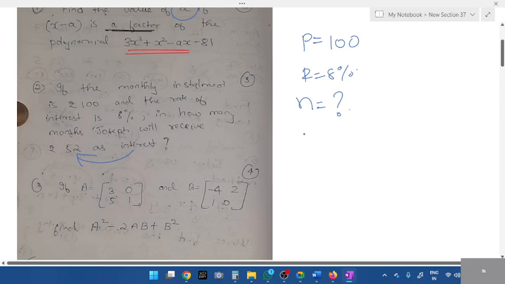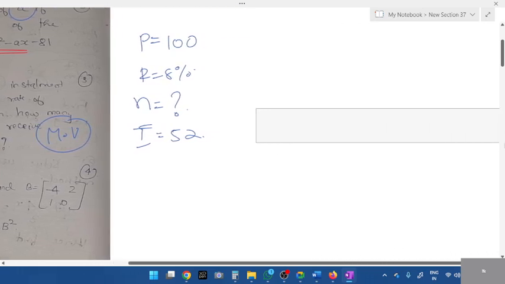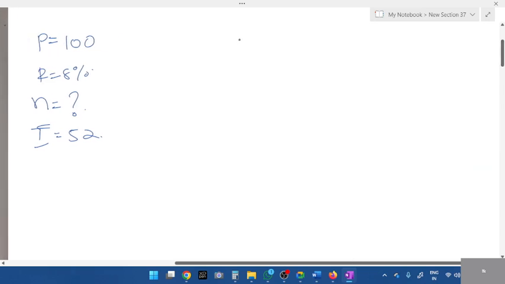Anywhere maturity value is mentioned here? Anywhere maturity value mentioned? Alright. Therefore, maturity value formula is not required. We can directly find using this. Now, calculation part. Interest is given, use interest formula. What's the formula, Joanna? What's the formula for interest? P into?